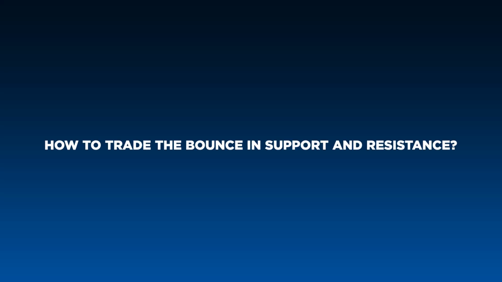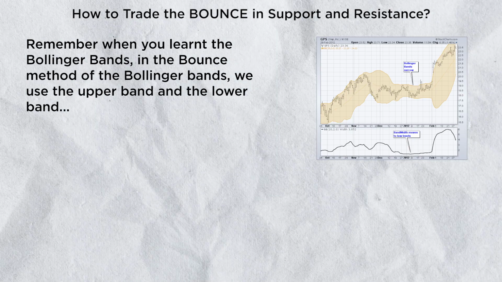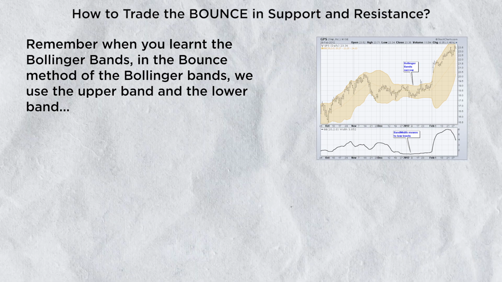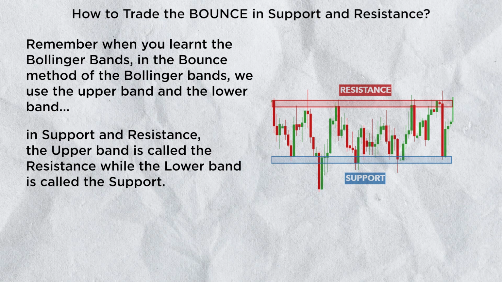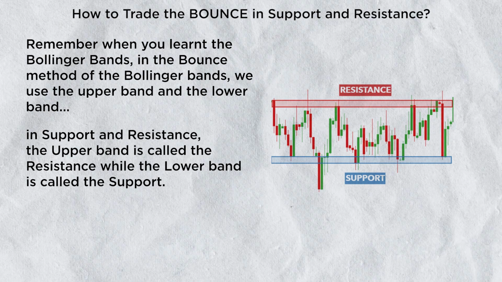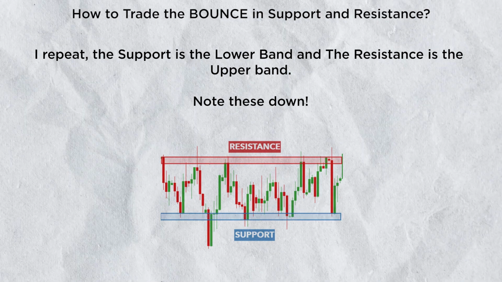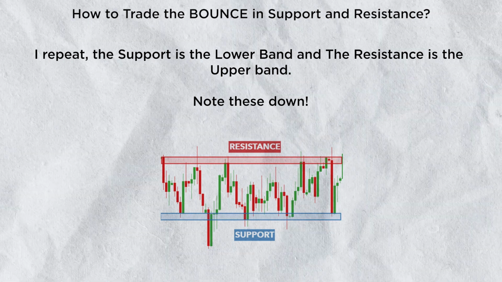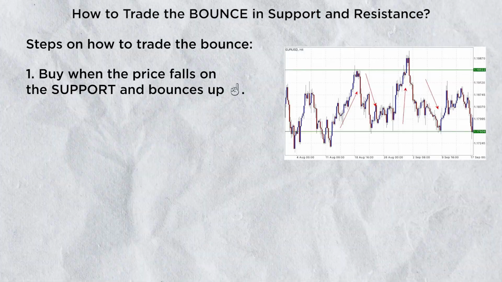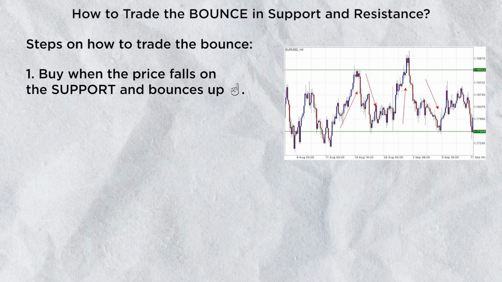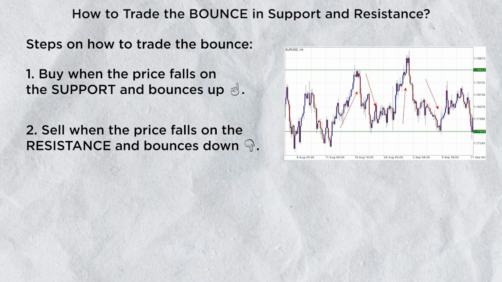How to trade the bounce in support and resistance. Remember when you learned the bounce method of the Bollinger Bands? We use the upper band and the lower band. In support and resistance, the upper band is called the resistance, while the lower band is called the support. I repeat, the support is the lower band, and the resistance is the upper band. Note these down, steps on how to trade the bounce. 1. Buy when the price falls on the support and bounces up. 2. Sell when the price rises to the resistance and bounces down.